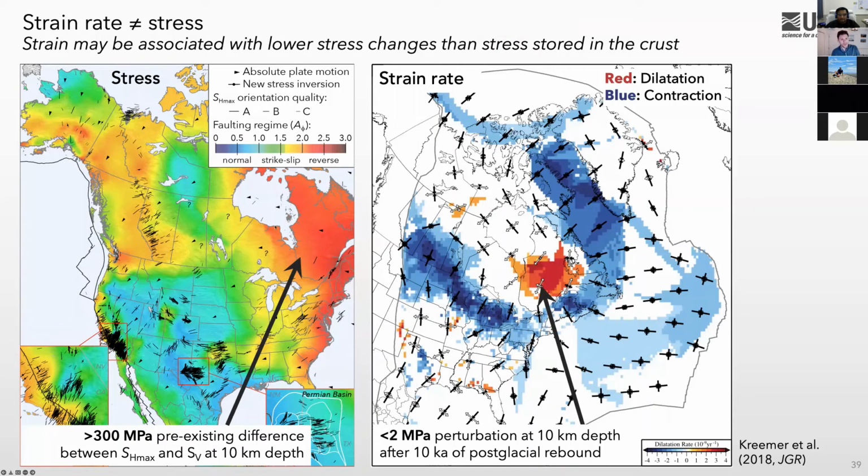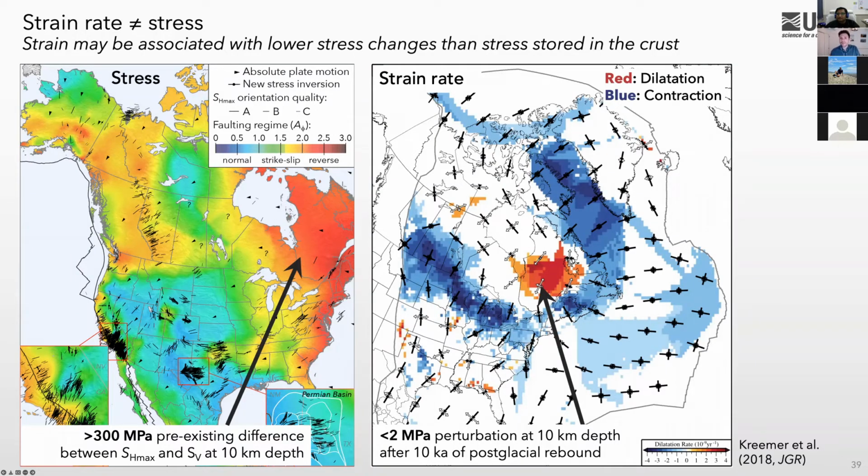The color scale is backwards here, but where we show compressive states of stress, for example on the southeast part of Hudson Bay in southeast Canada, they're measuring dilatation, so spreading at the surface, and around the margins of that, a band of contraction. In contrast, in the stress field, we see more or less compressive areas to the west and south. So what's going on there?